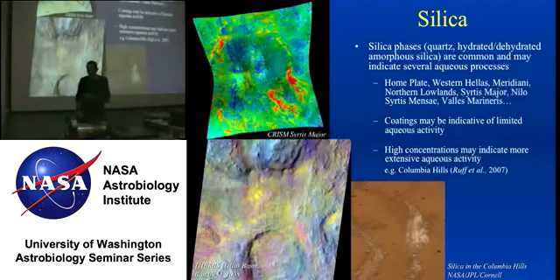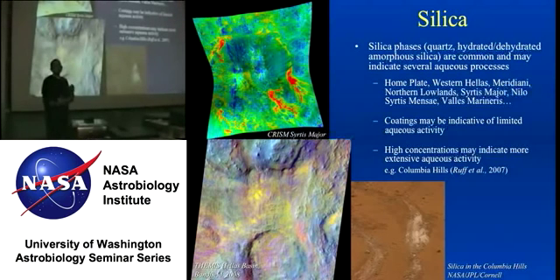Silica. There was an article that just came out in Geology this month on the discovery of hydrated silica on Mars, which we've discovered a number of times at this point. We have silica phases in a variety of forms, from quartz to hydrated or dehydrated amorphous silica, in terms of coatings or actually bulk compositions. And they seem to be forming in a variety of different geological situations, in different locations: Home Plate, Eridania, Western Hellas Basin, Meridiani, Northern Lowlands, Syrtis Major, Nili Mensae, Valles Marineris, and the list will probably continue to grow.